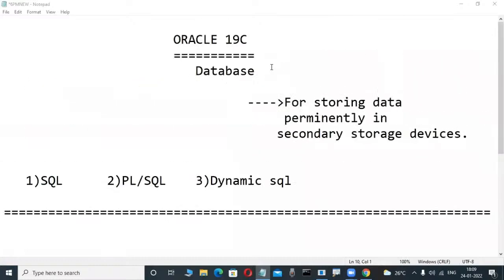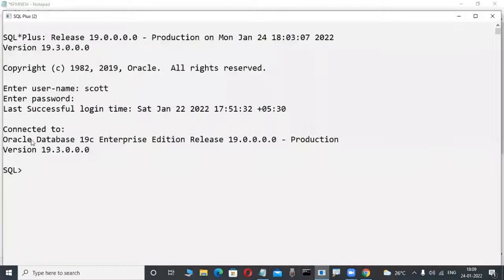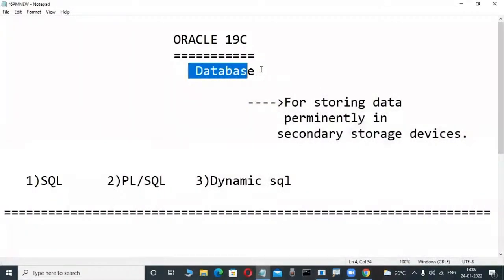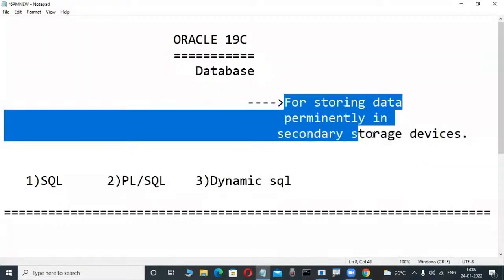Concentrate here. Anybody who did not attend the previous classes, don't worry. It's simple. Oracle is a product from Oracle Corporation. 19c is a version. This Oracle is a database product. Okay, fine. This is a database product only. What is the purpose of this database product? It is for storing data permanently on a hard disk.